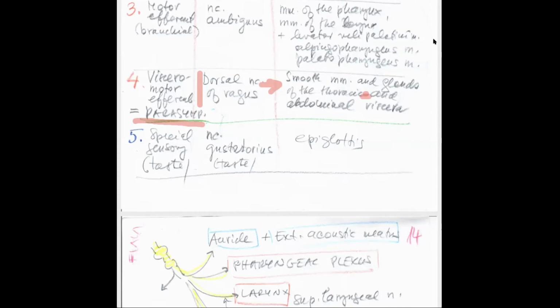And the number 5 is a special sensory for taste, again from the taste buds, nucleus gustatorius, the same as nerve number 9, innervating the area around epiglottis. So summarizing the facts concerning the nerve number 10, it is the biggest one, the largest one, the longest one among all the nerves of the cranial nerve category. And then follows the next page where we see the course.